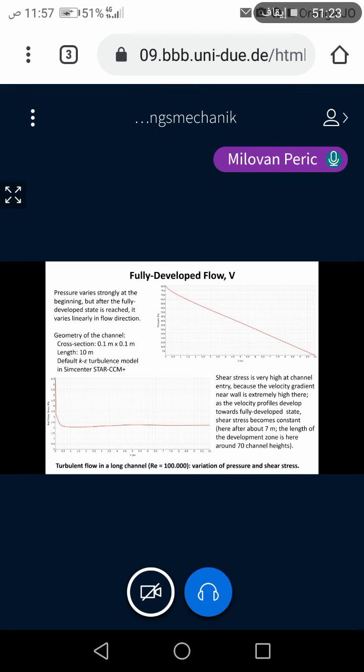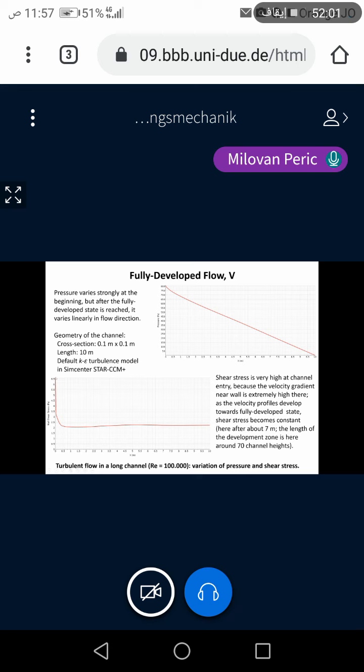Now, turbulence models and how to simulate turbulent flows will be covered in a separate lecture, which will be in 2 weeks from now. But here you have to take it for granted that there is a certain turbulence model used. In this case, it was the default k-epsilon turbulence model from STAR-CCM+. And here the Reynolds number was 100,000, so the flow switches from laminar to turbulent somewhere around 2,000 roughly. And in this case, you see also that the pressure variation becomes linear after some distance.